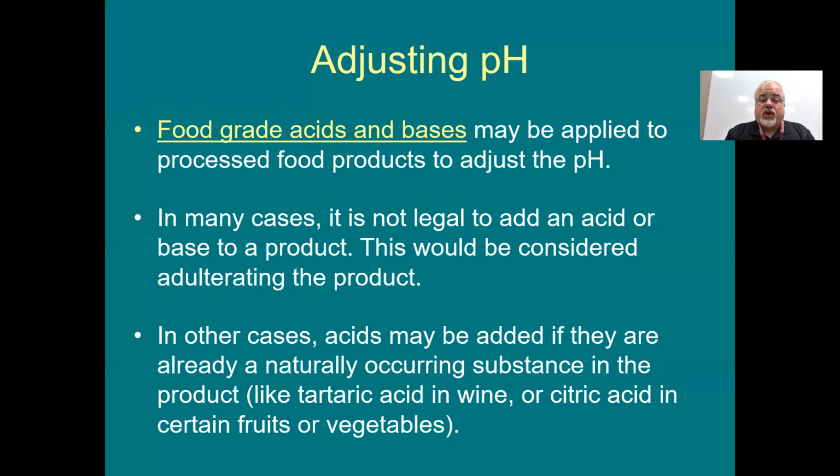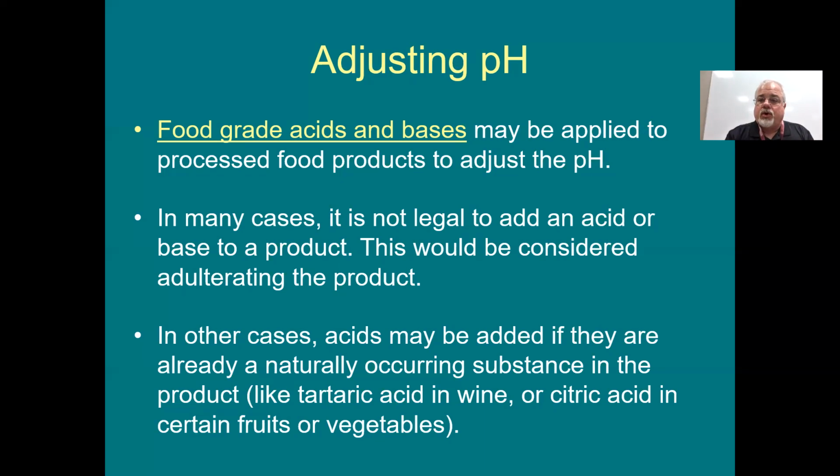So in other cases you can use acids or bases if they are already naturally occurring in the product. So tartaric acid, you can add that to wines because it is a naturally occurring material in wines. There's nothing unsafe about using tartaric acid. It is something that is used to adjust flavor and wine-making qualities. Citric acid can be used as a stabilizer and a pH adjuster in certain fruit and vegetable products.